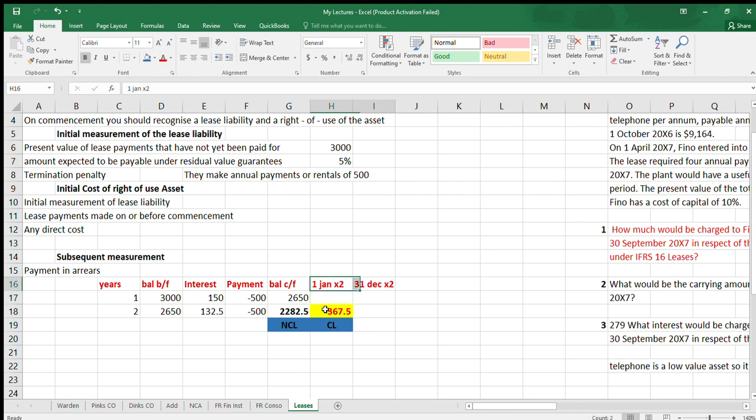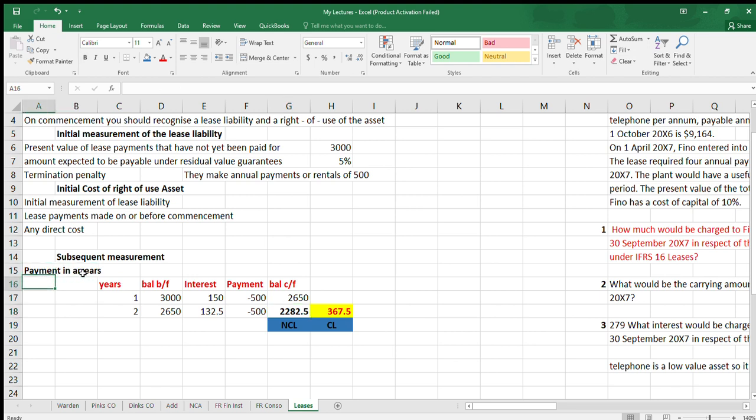That's all. But if it is for 2 years, you do an extra one like I did before, then you do the same thing. So it is always the previous year minus the current year that will give you the current liability, and the current year's figure is the non-current liability. So I think that's all for the payment in arrears.